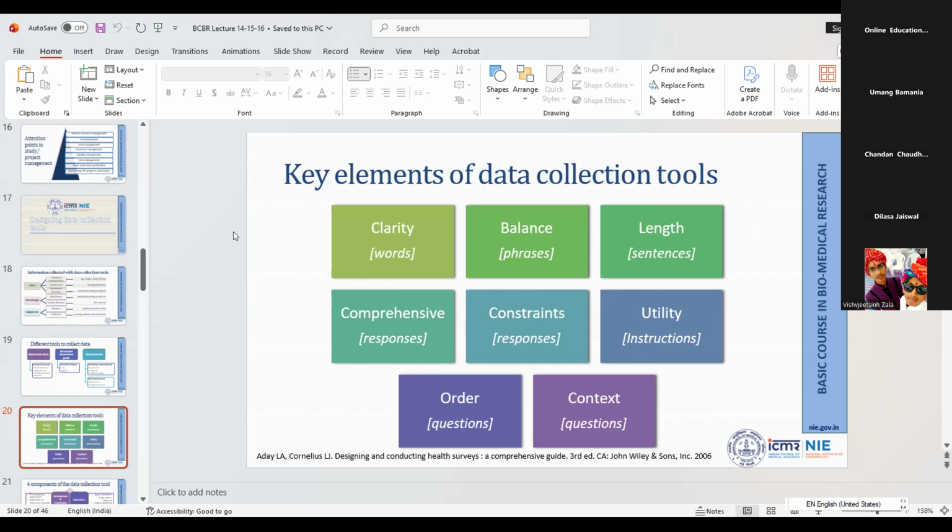So the response we want to get from respondents should be comprehensive. What we actually want to collect as data should be there, so we should design our data collection tool like that. And if there are any constraints in response, we should address them. Then utility of instruction, usually called question by question guide, that we'll discuss later. Every question should give an instruction on how this question should be asked to participants. Then the order of questions should be properly arranged, and the context of the question, so what we are going to exactly ask.